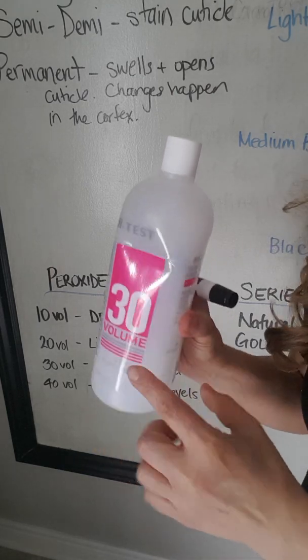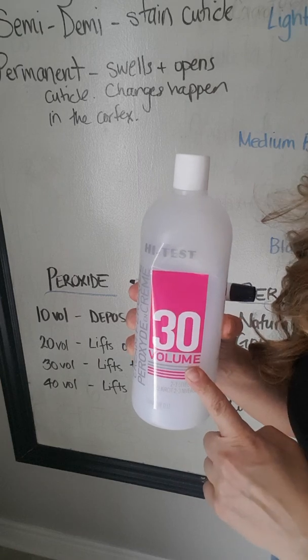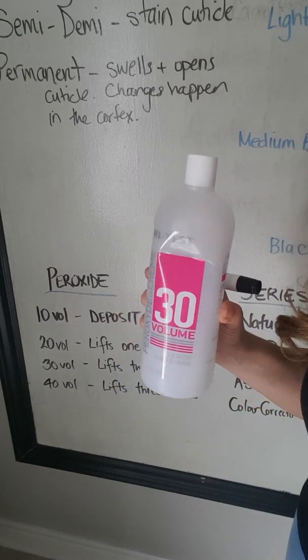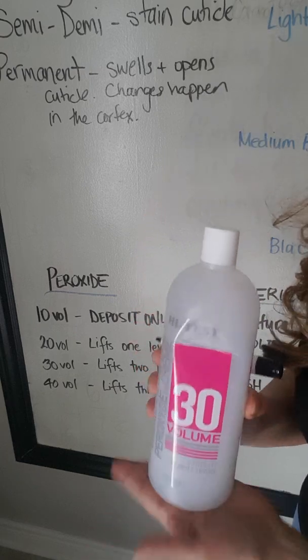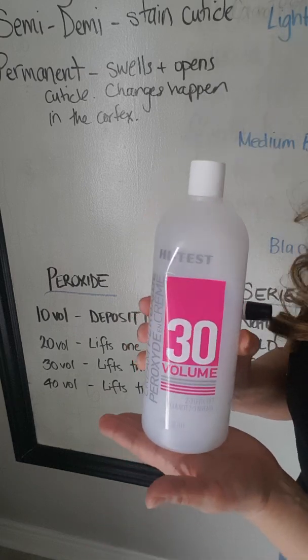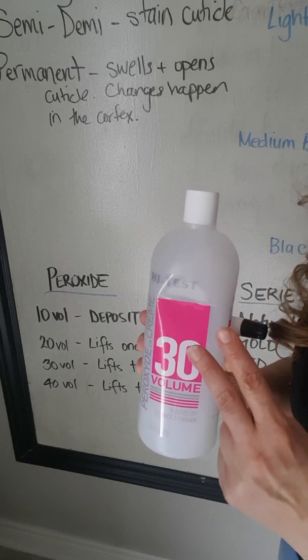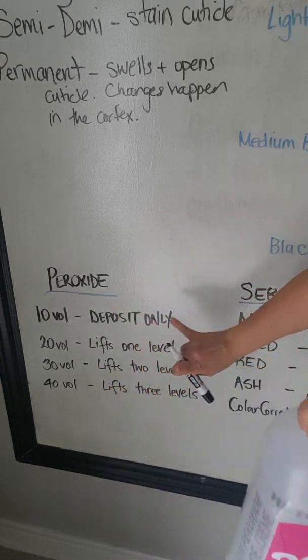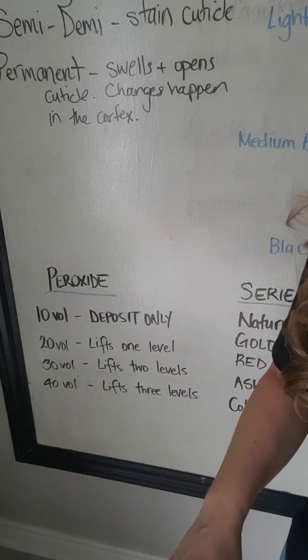Okay, 30 volume will lift 2 levels. So here's your 30. 30 volume will lift 2 levels. So I'm a 5. I want to be a 7. I'm going to use 30 volume with the right tubes of color, and that will give me 2 levels of lift. Okay, so peroxide will help lift your hair. Unless it's 10 volume, it will deposit.